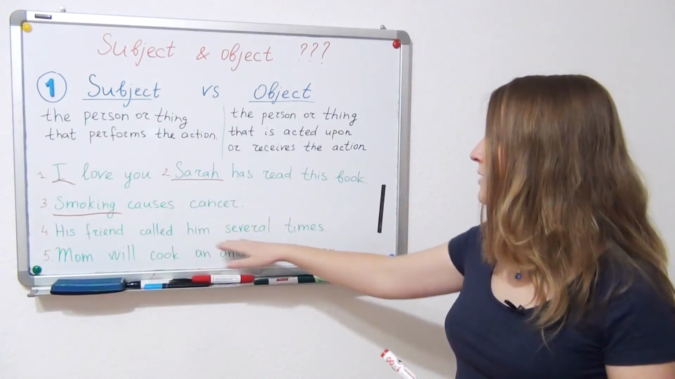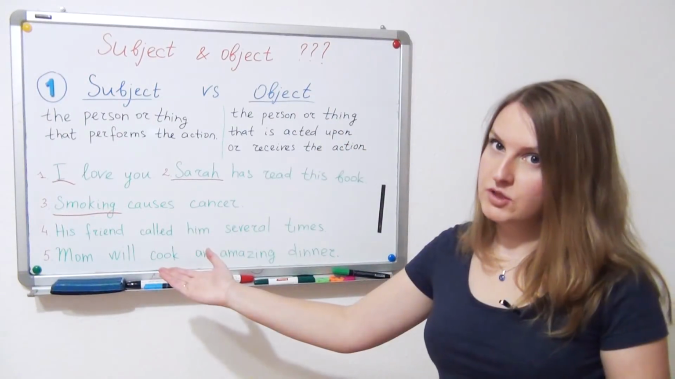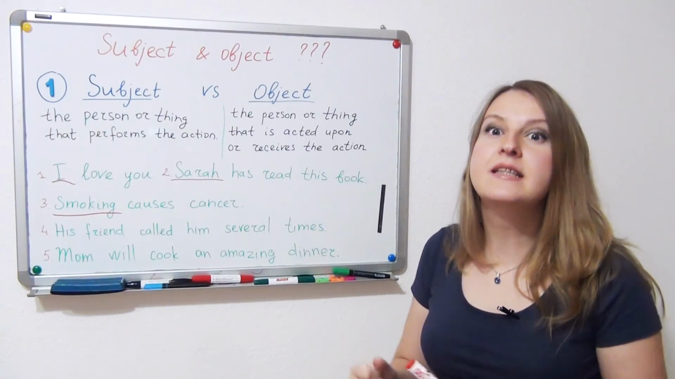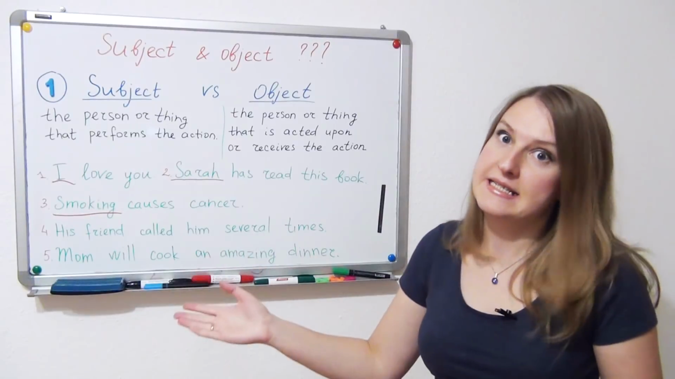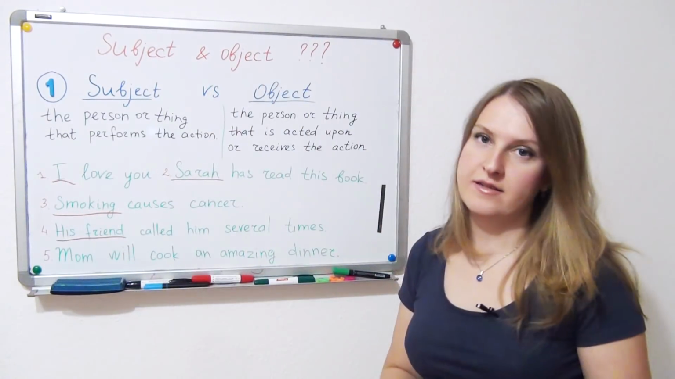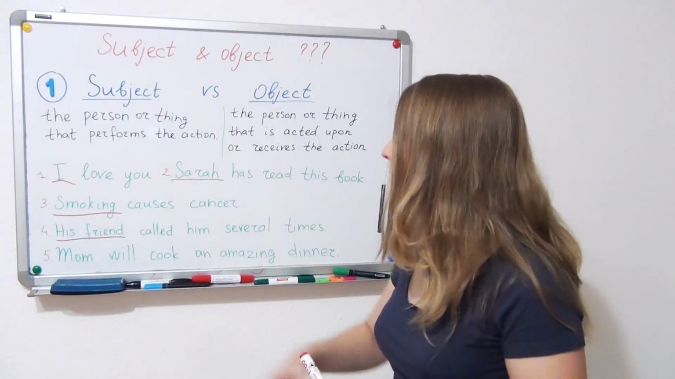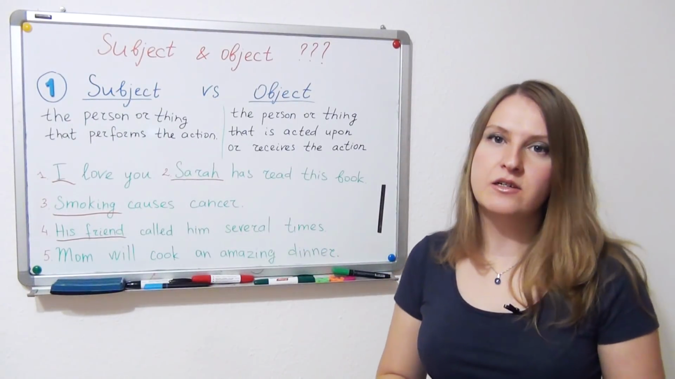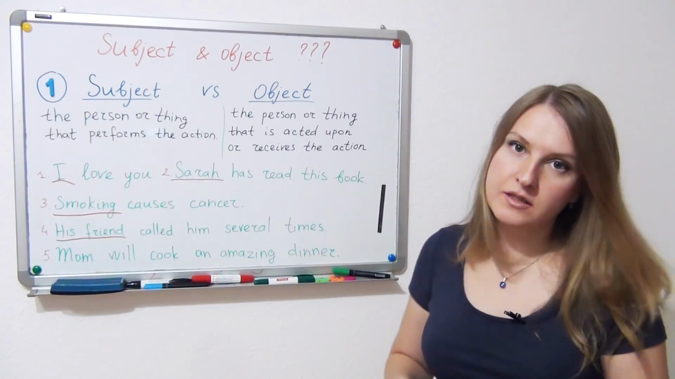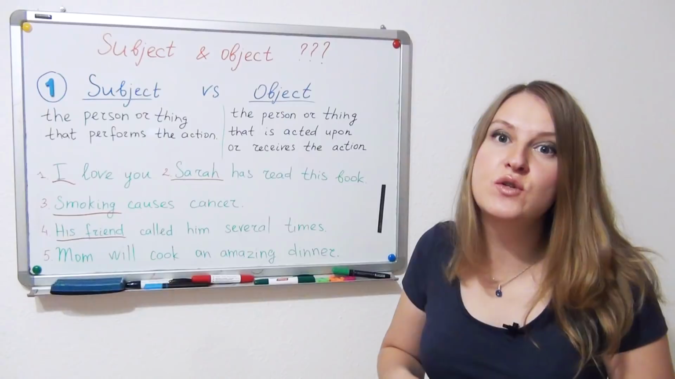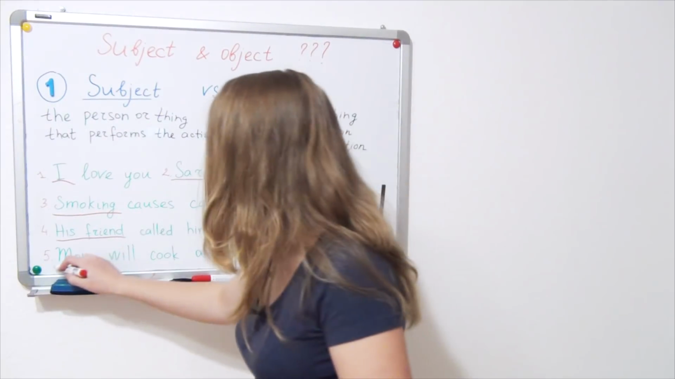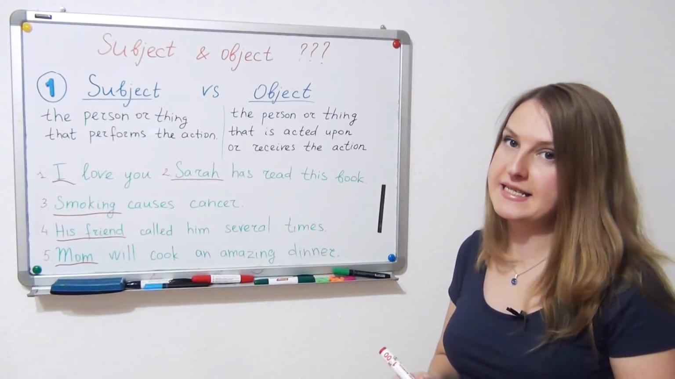His friend called him several times. So where's the subject? Who is active? Who has done something? Well, did something. His friend. His friend called him. Mom will cook an amazing dinner. So it is Mom who will cook. She is active. She is doing something. She will do something in this case. Mom is the subject of this sentence.